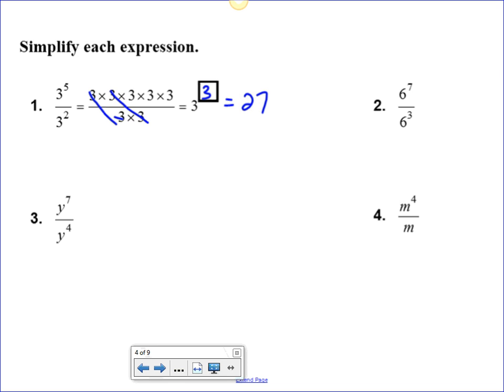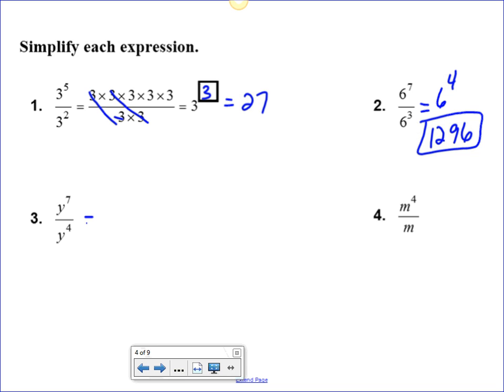Okay, this next one. Where do I have more 6's? Well, I have more on top. How many more do I have? I've got 4. So I've got 6 to the fourth. And then if I wanted to use a calculator to calculate what 6 to the fourth really is, that's 1,296 would be my final answer.